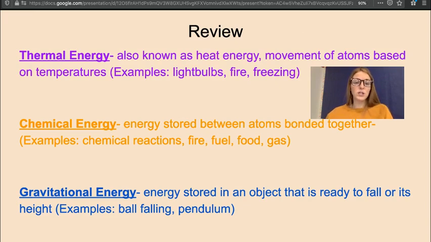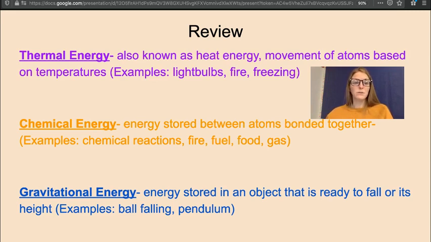Then we have thermal energy, which is also known as heat energy. And that's going to be the movement of atoms based on the temperatures. And the reason that that's important is because thermal energy does not have to be things that are hot. It can be things that are cold as well.